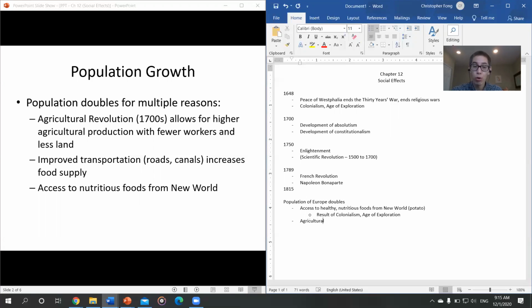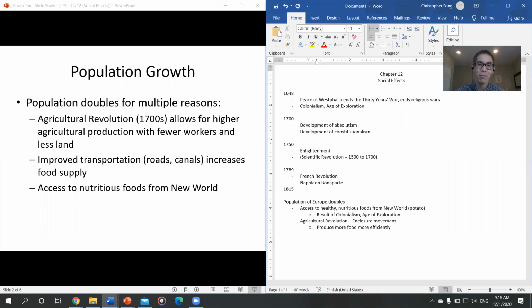There's also the agricultural revolution. You might remember the enclosure movement, which was all about combining lots of small farms together into one big farm owned by one wealthy landowner. And this allows them to produce more food more efficiently. And then finally, there's improved transportation, better roads, better canals, which allows them to easily transport foods.